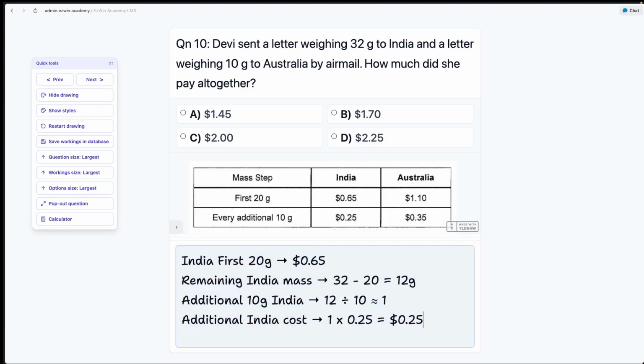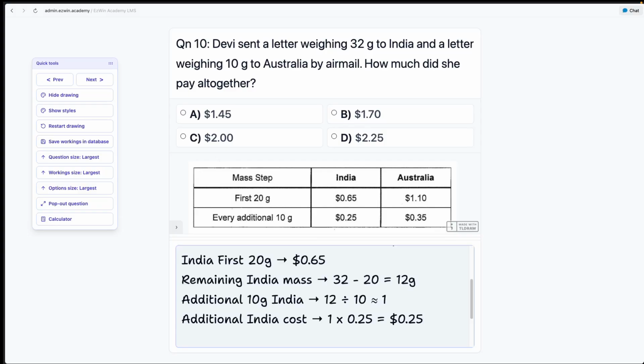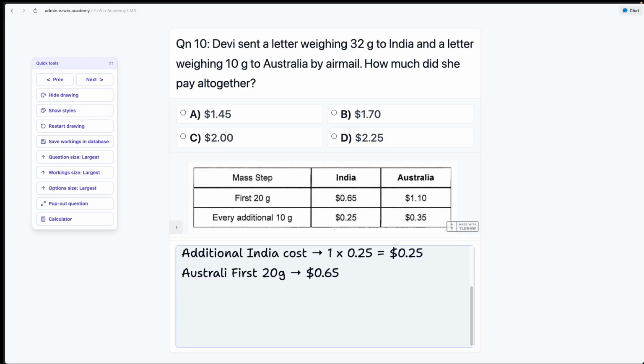The next thing is we want to go for Australia. So for Australia is the same thing. We only have the letter for 10 grams. So for Australia, first 20 grams will just be $1.10. But we don't have any remaining because 10 grams is less than 20 grams. So that means we'll just have to pay $1.10.